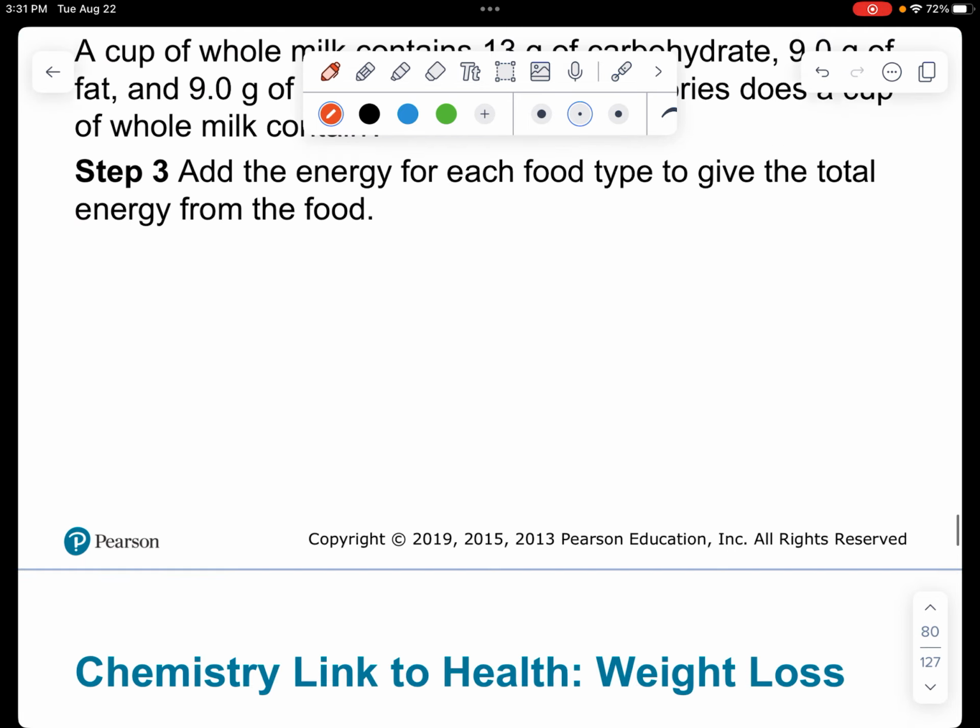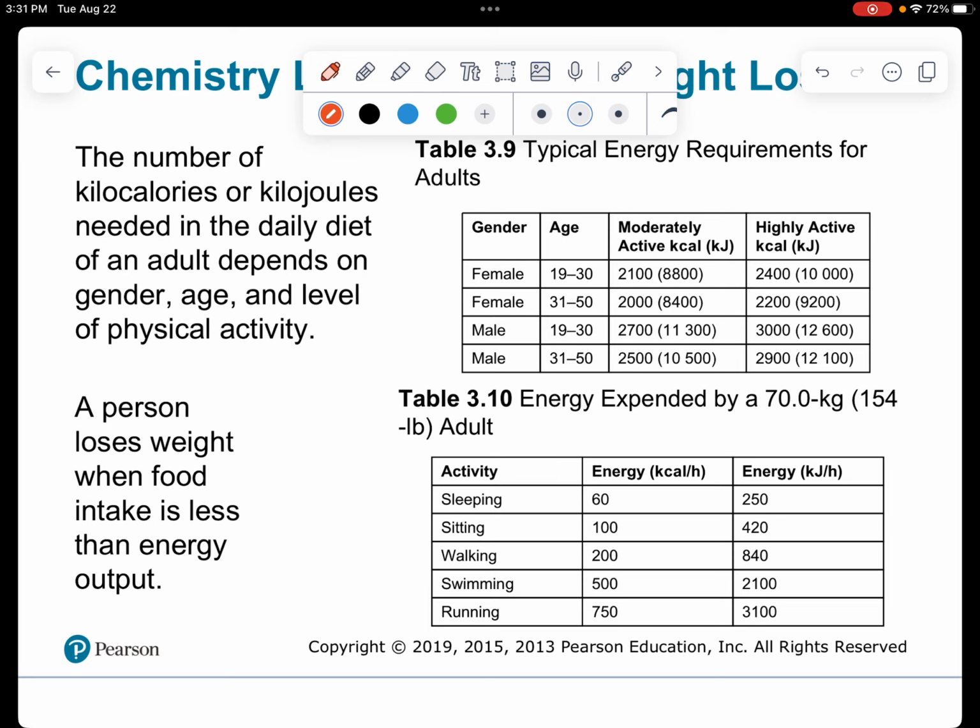Chemistry linked to weight loss. The number of kcals or kjoules needed in the daily diet depends on gender, age, and level of physical activity. And so I always sort of take offense at this slide because they have, for women from 19 to 30, you should have about 2,100 kilocalories of energy per day. If you're moderately active, 2,400. 31 to age 50, 2,000 if you are moderately active, 2,200 if you're highly active.